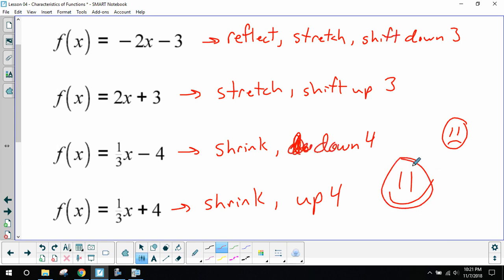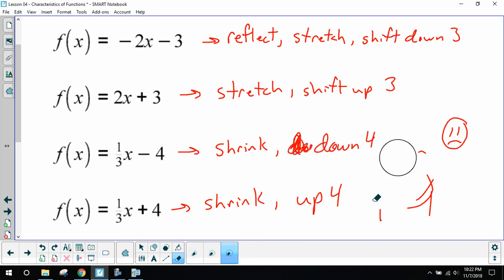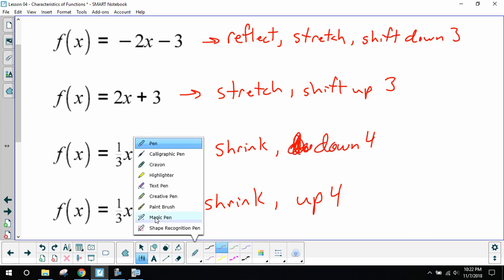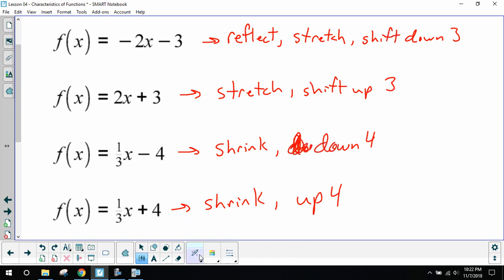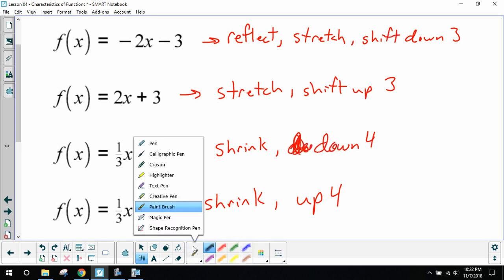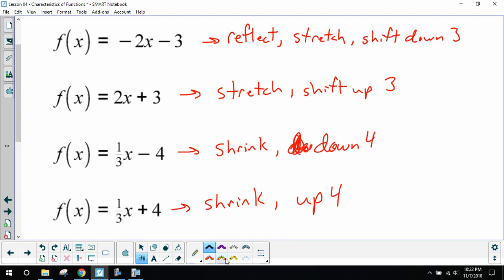Also, I found out a new trick, guys, since I've been out here in the conference. If I hit this button, and then I hit this button, I get a paintbrush highlighter, shape recognition pen, magic pen. I think, no, not magic pen. Paintbrush. No, not paintbrush. Create pen. Yeah, look. Look at all these smiley faces. But trust me, this isn't the only thing I learned out here. I'm going to bring back a lot of cool tricks. So anyway, let's keep going.